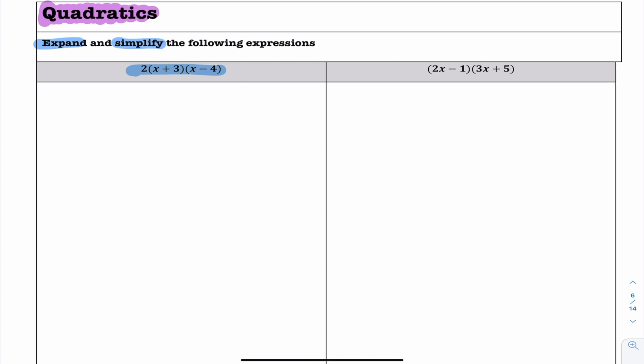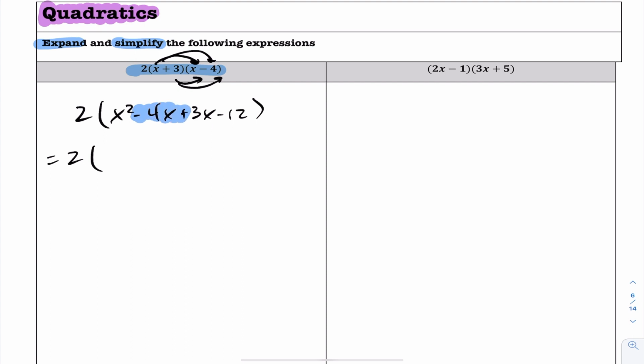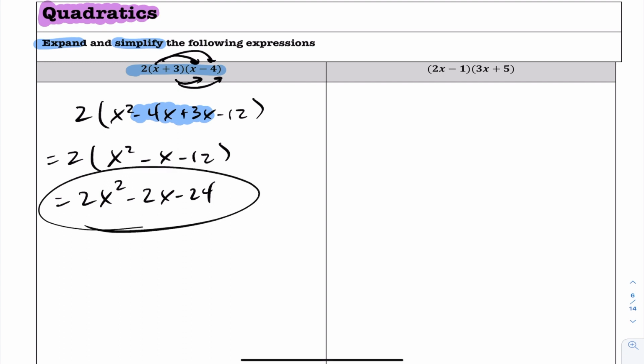So if I want to expand and simplify a quadratic, if you remember, take care of what's in the brackets first. I'm going to keep that 2 along for the ride, and I'm going to do FOIL on this, in which case I get x squared minus 4x plus 3x minus 12. Before you distribute that 2, you should always simplify first. It reduces your work. So I'm going to simplify this, and now I'm going to distribute that 2. We end up getting 2x squared minus 2x minus 24.